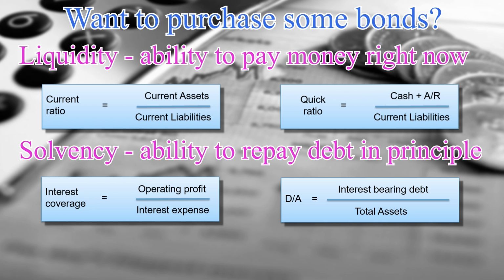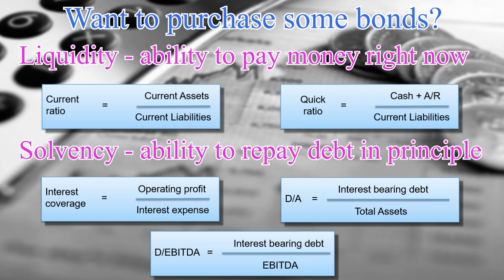The other widely used ratio is debt to EBITDA, where you take, again, your interest-bearing debt and you divide it by EBITDA. It's a very widely used ratio. It tells you how many years it will take the company to repay all of its debt using its cash generated by business. So anything lower than 4, in some industries higher than 4, is all right.